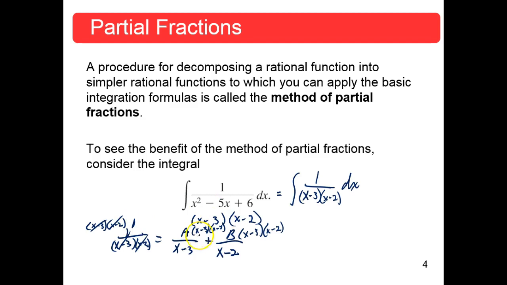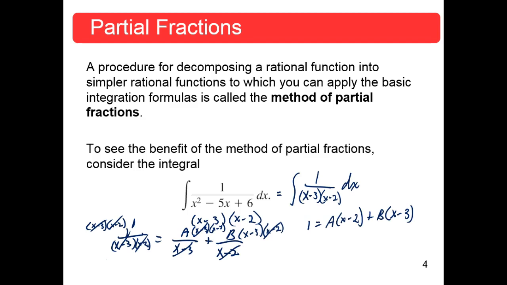So here we have a 1. Here the x minus 3's go out, and here the x minus 2's go out. Okay? So what we have now is 1 is equal to A times x minus 2, plus B times x minus 3. Okay? Now, two equations, just too many unknowns here.